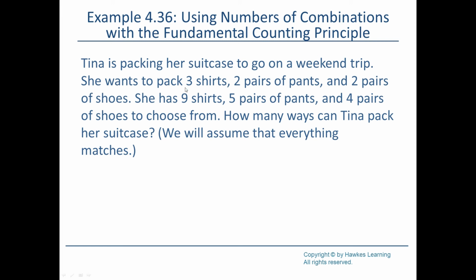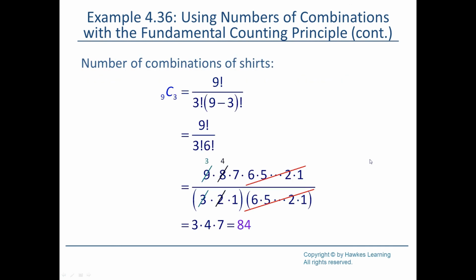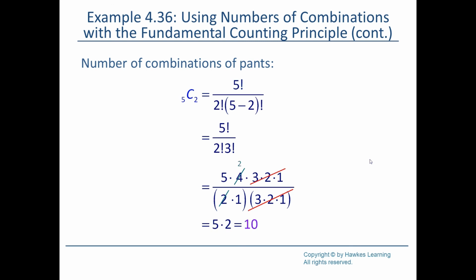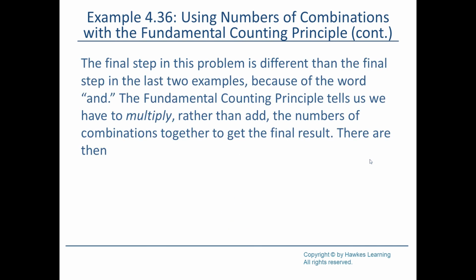This will be 9 choose 3, times 5 choose 2, times 4 choose 2. Because of the 9 shirts, she's choosing 3. Of the 5 pairs of pants, she's choosing 2. And of the 4 pairs of shoes, she's also choosing 2. So there's the number of ways that she can select her shirts, the number of ways that she can get her pants, and the number of ways she can get her shoes. So the total number of ways from the fundamental counting principle is just that product, 84 times 10 times 6.